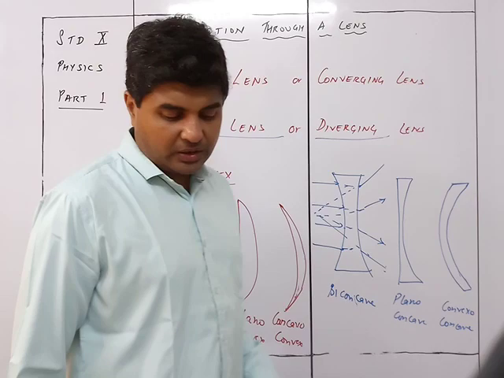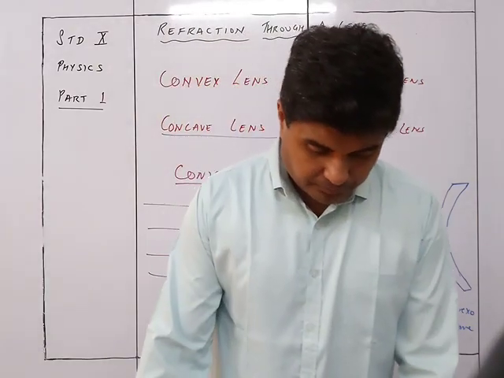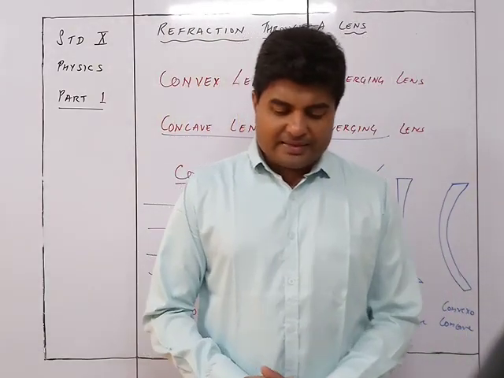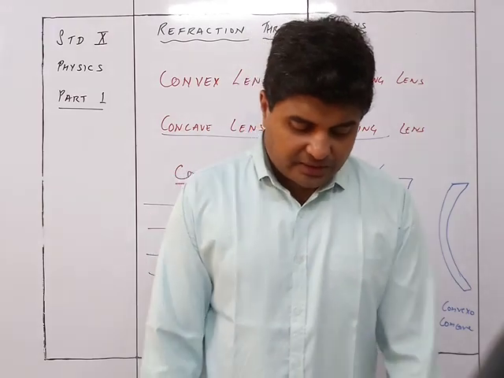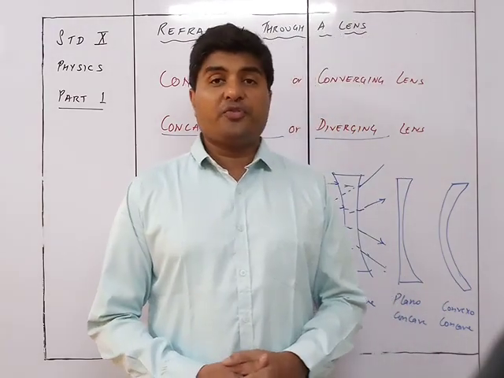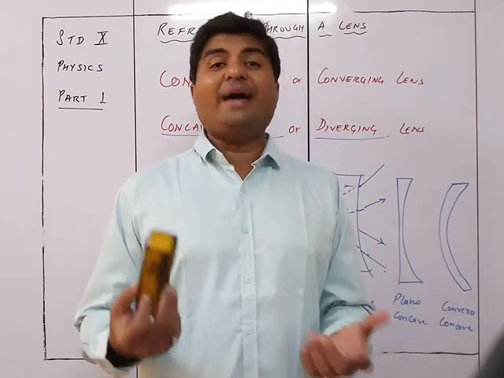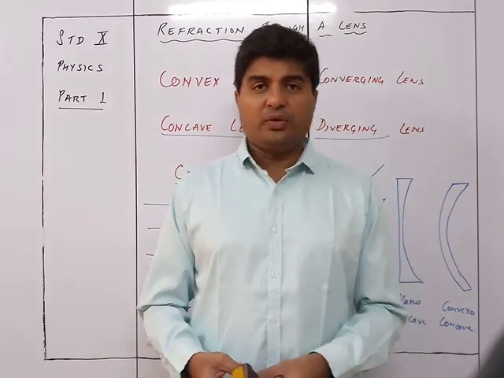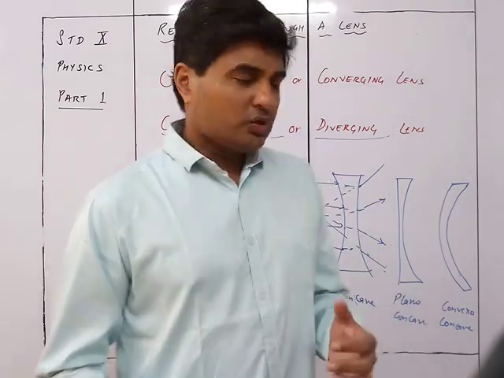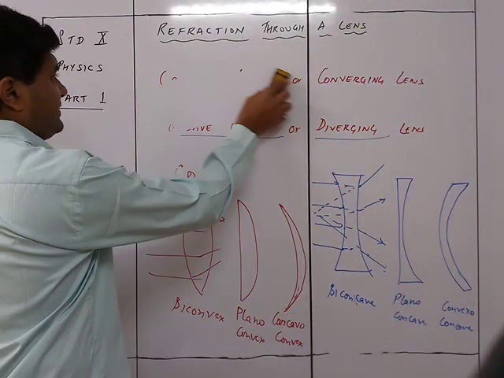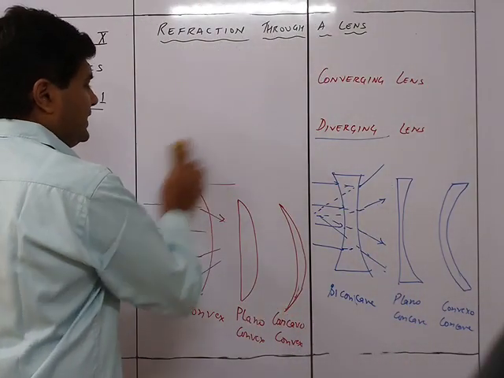So that's the difference between the two types of lenses. Now let us understand how the lens performs, how do we get to know that it is giving you a diverging, why is it giving you diverging, or why it is giving you the converging kind of a thing.